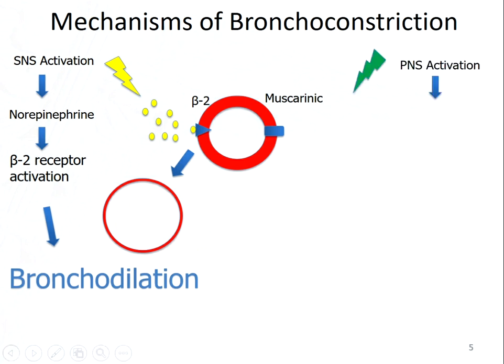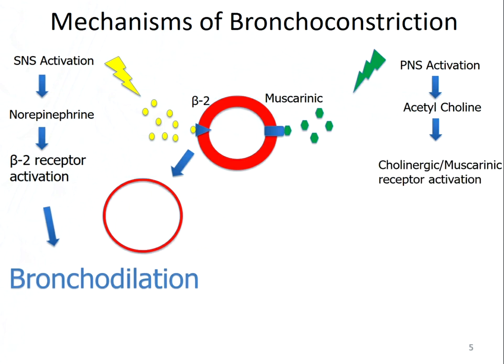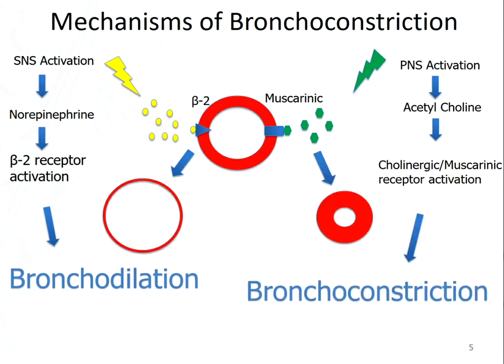Conversely, we can have the parasympathetic nervous system activation. And parasympathetic nervous system activation leads to the release of acetylcholine. Acetylcholine will bind to cholinergic muscarinic receptors on the bronchioles, on the airways, and lead to bronchoconstriction. So we have this balance between sympathetically mediated bronchodilation and parasympathetically mediated bronchoconstriction. Another mechanism that can lead to bronchoconstriction is inflammation.